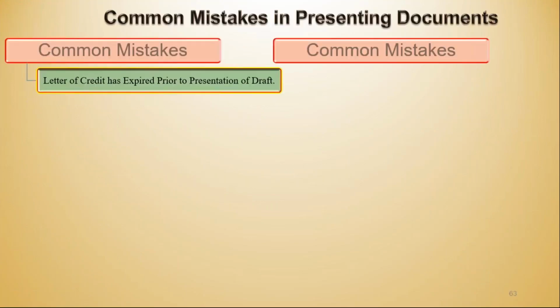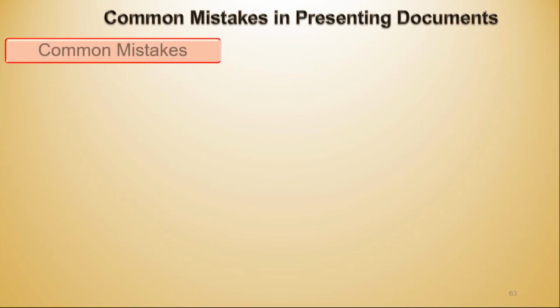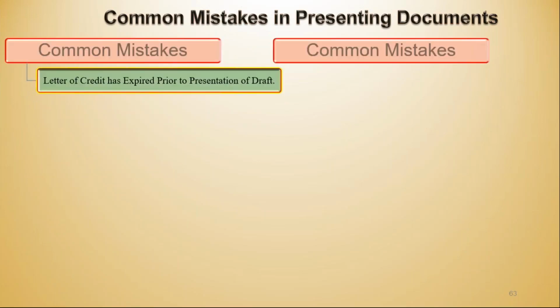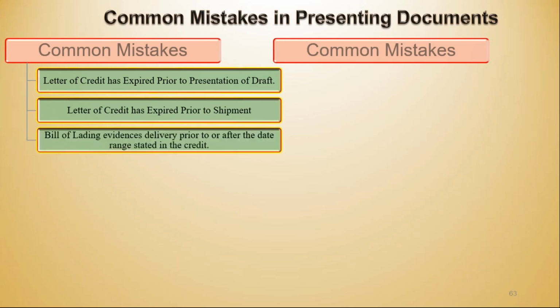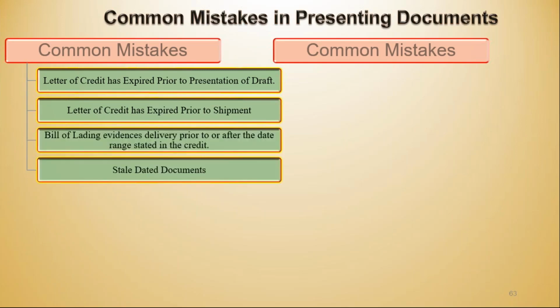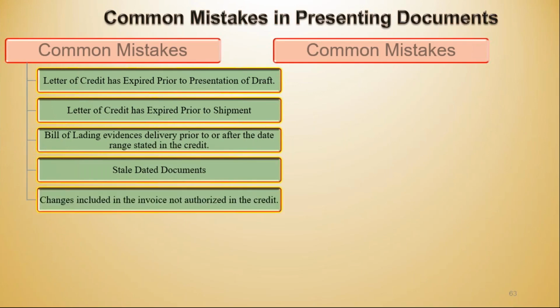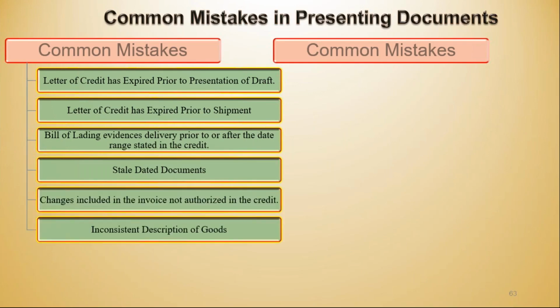Common mistakes in presenting the documents: the letter of credit has expired prior to presentation of the draft. If the LC expired before the presentation of documents, then it is not valid, and you can't make any negotiation. Similarly, if the letter of credit has expired prior to shipment, then it can't be made. If the bill of lading shows a date prior to or after the date range stated in the credit, then it is not allowed.